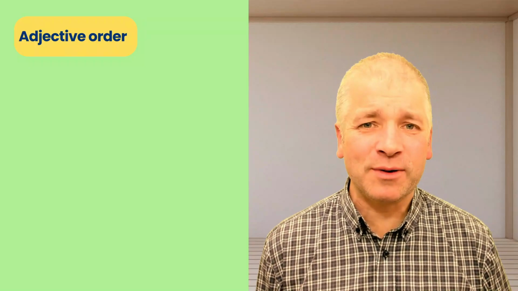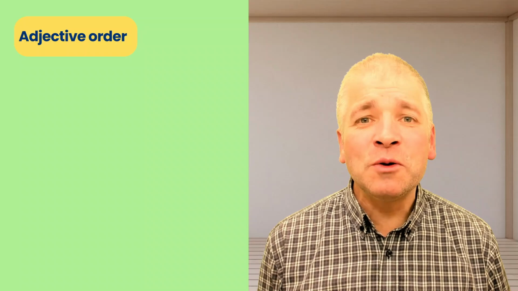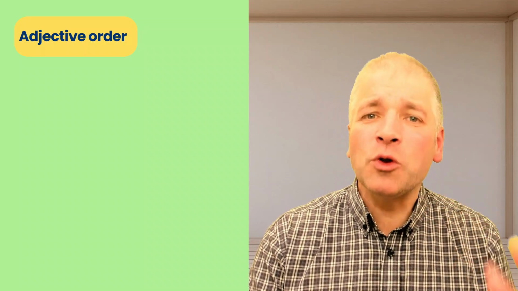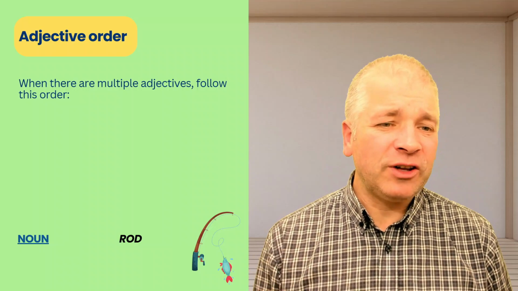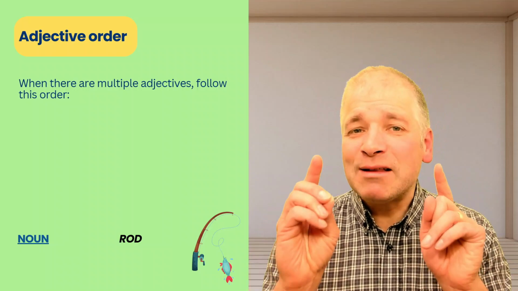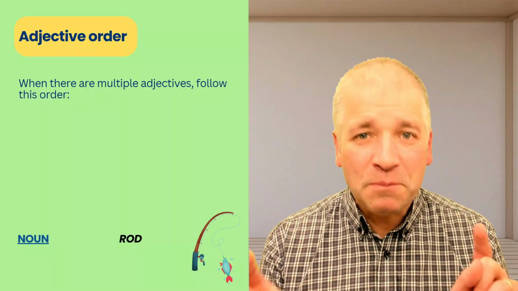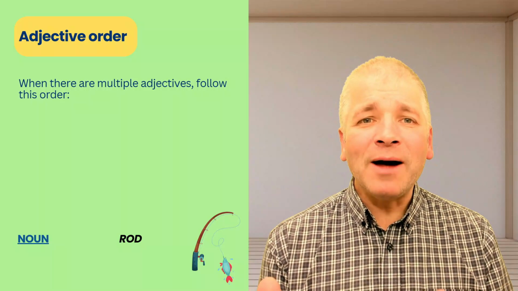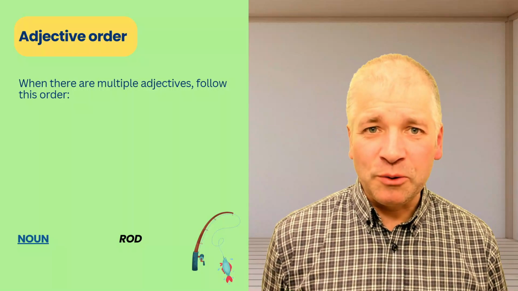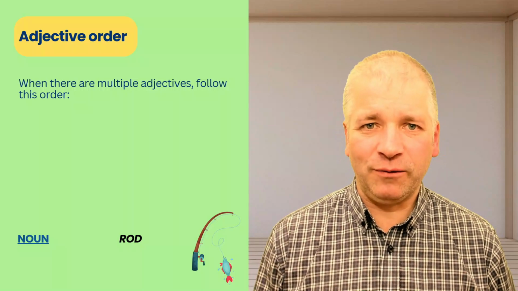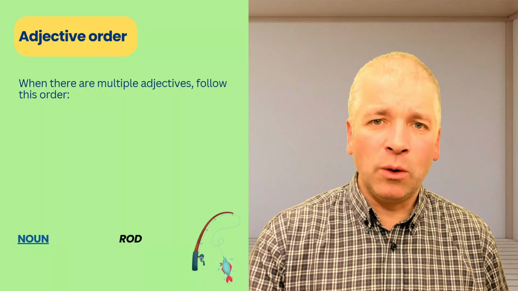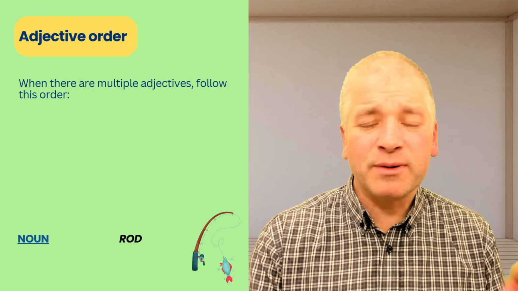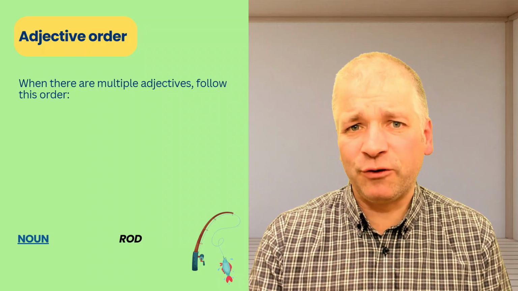One of the hardest things to learn and remember about adjectives is the order that you use if there is more than one adjective. When there are multiple adjectives, follow this order. Now, it's not a perfect order. Sometimes people break the order, but this is the general order to use if you have more than one adjective. You have to consider what type of adjective each one is to decide on the order. So starting with a noun such as the word rod, a rod is something to catch fish with.